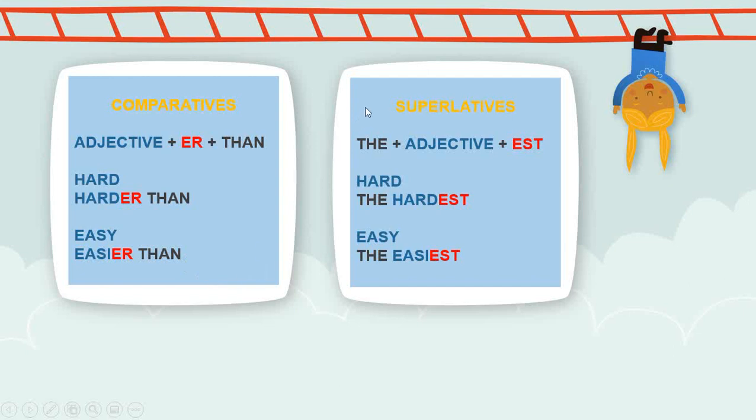Now, for the superlative form, it will be the plus the adjective plus the ending est. Then for hard will be the hardest, and for easy the superlative form will be the easiest. That's how we build comparative and superlative adjectives.